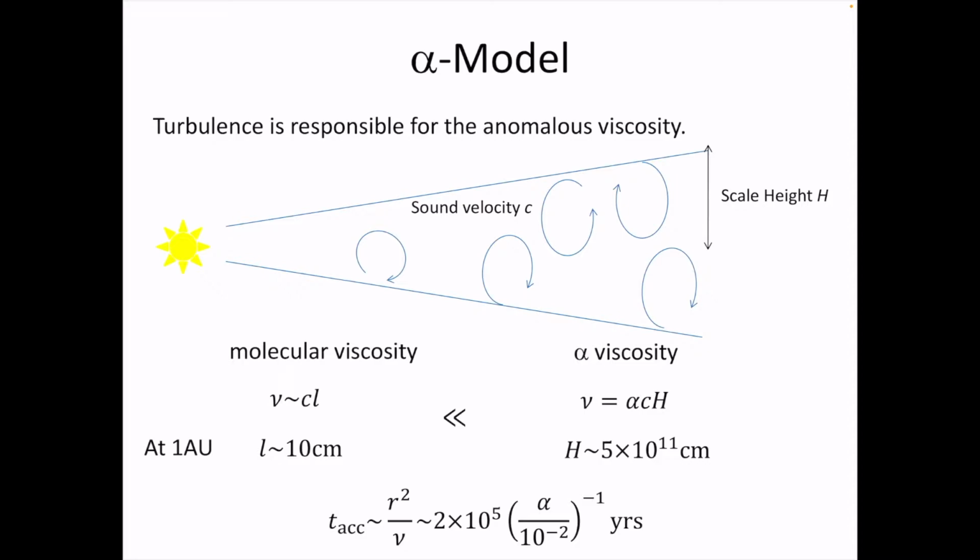Compared with the mean free path, the scale height is much larger. The scale height is 50 billion times larger than the mean free path. We introduce the parameter alpha to adjust turbulence intensity. Then we could estimate the accretion time scale to be 200,000 years when alpha is equal to 0.01. So we use the alpha model to discuss the evolution of an accretion disk.